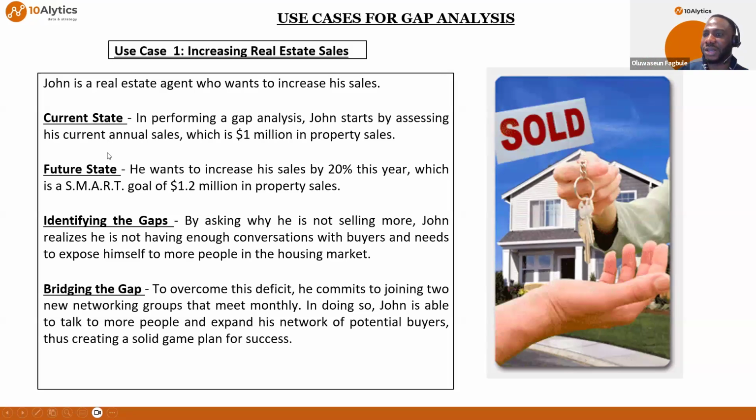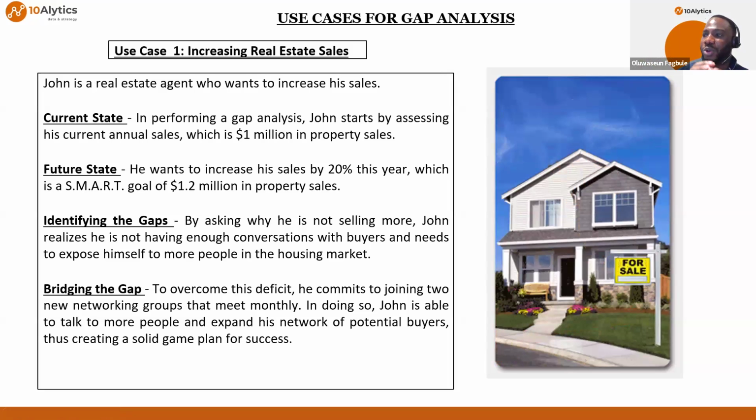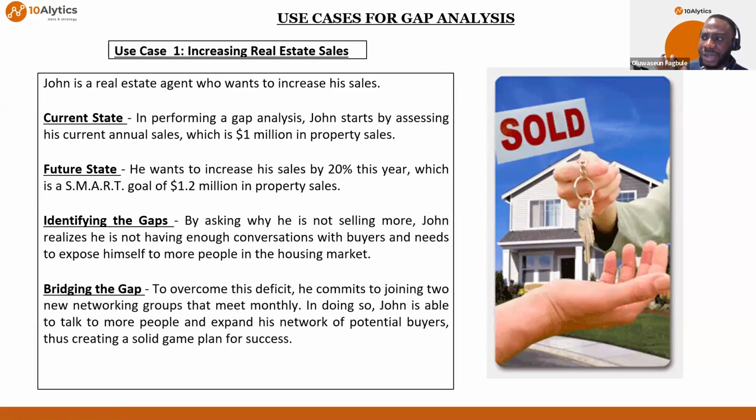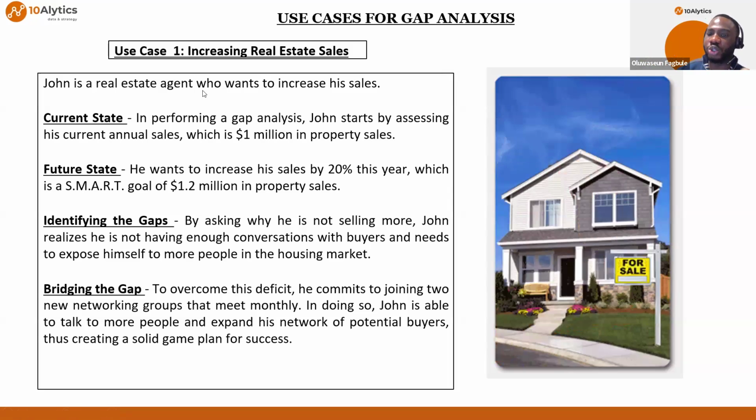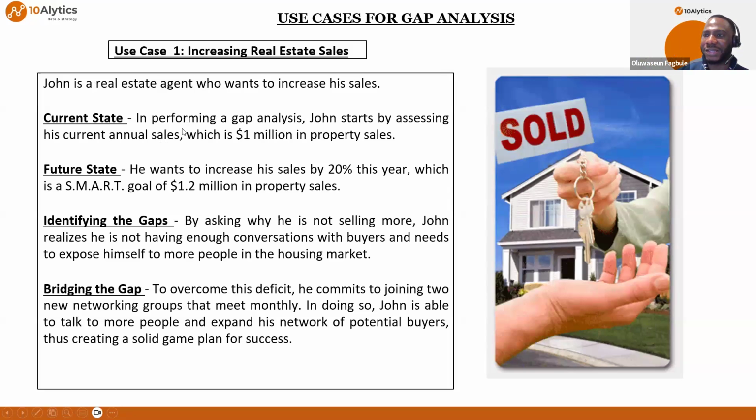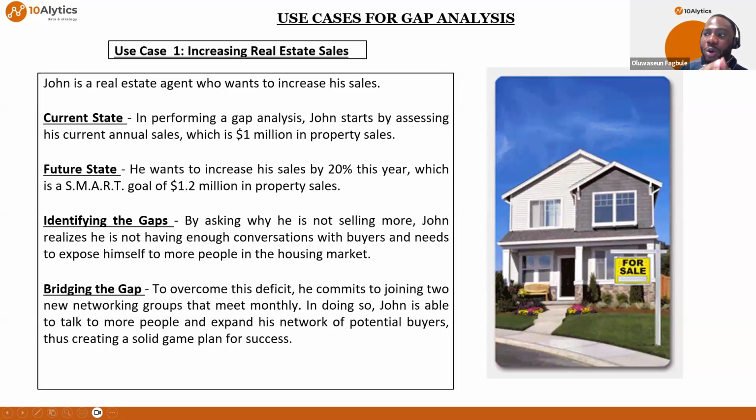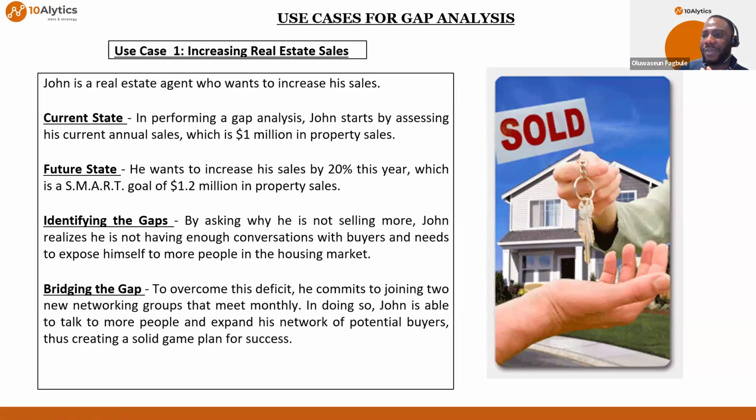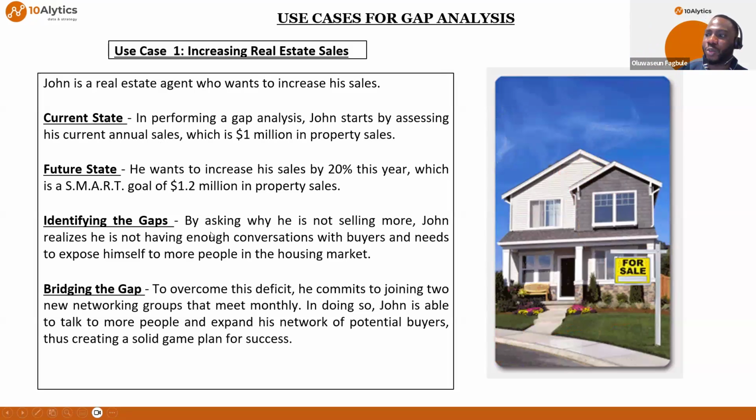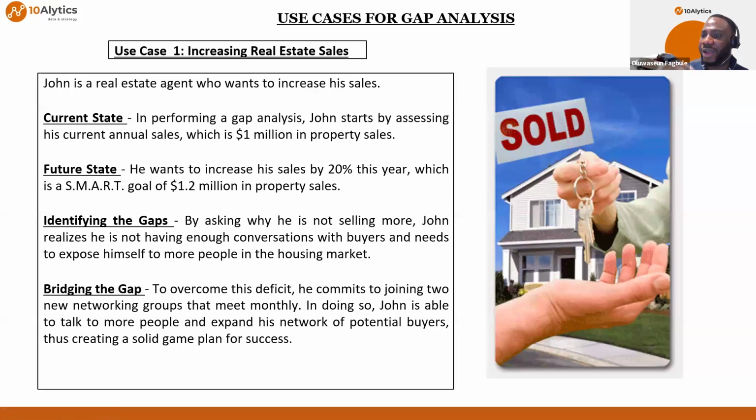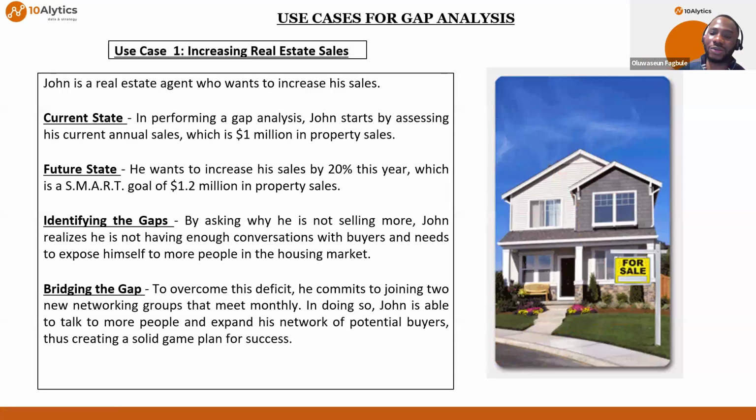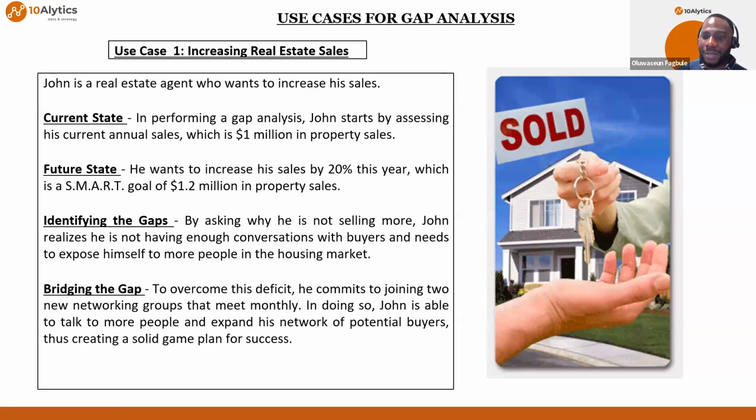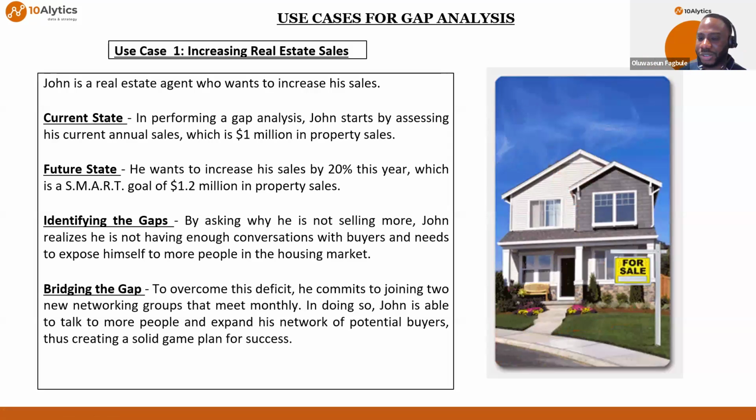Now, what is the future state? Where John would ideally want to be is that he wants to increase his sales by 20% this year, which is a SMART goal of $1.2 million in property sales. So John's current state is that he's making $1 million, but he wants to get to the future state where he's making $1.2 million, right? And in identifying the gaps, John starts by asking why he's not selling more. John realizes he's not having enough conversations with buyers and needs to expose himself to more people in the housing market. That is the gap he has found by analyzing his current state and his future state.